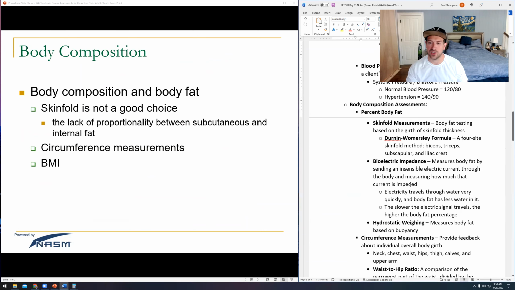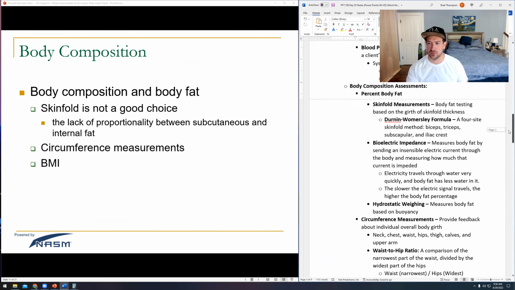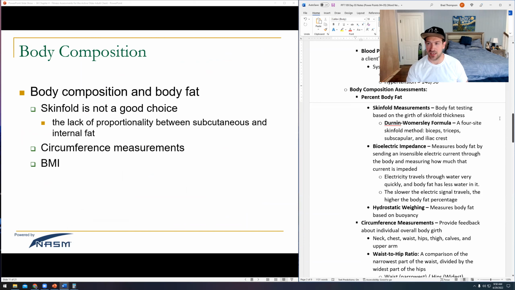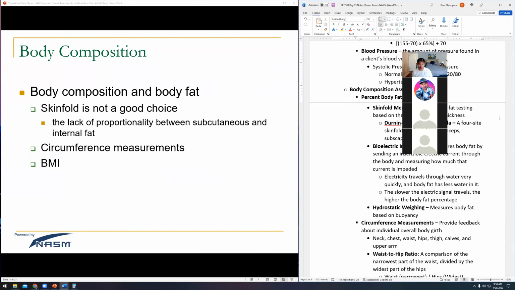So any questions on the physiologic assessments? Any questions on how those formulas work? Any questions on that, guys? How's everybody feel about all that? I know the math stuff, sometimes I lose people. Everybody still awake?